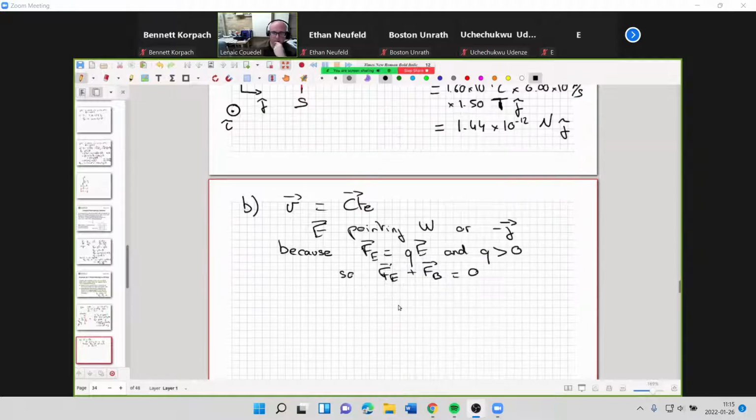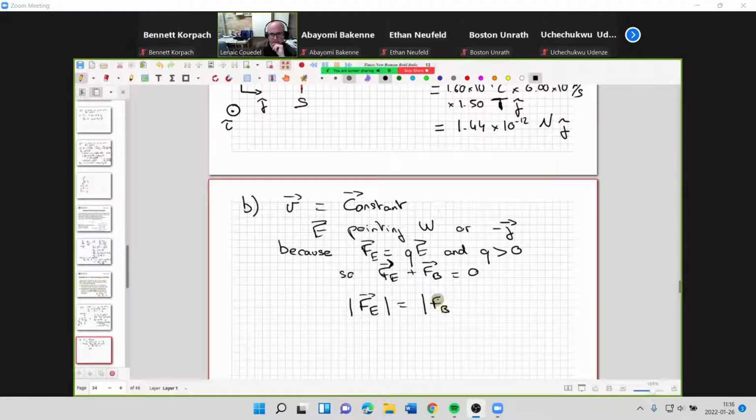Okay, and now the magnitude. Sorry, please, I don't get what you wrote. Like the V equals the velocity equals what? Constant. Okay. Better? Now if the vectorial sum is equal to 0, that means the magnitudes are the same. So Fe is equal to the magnitude of Fb, the magnitude of Fb that we already have calculated.